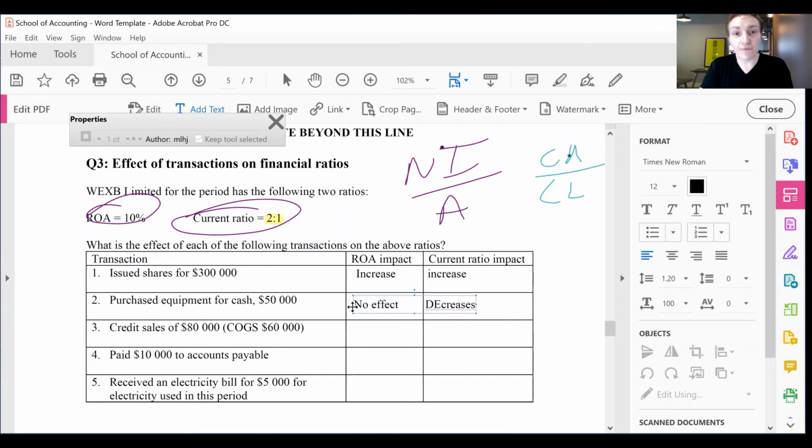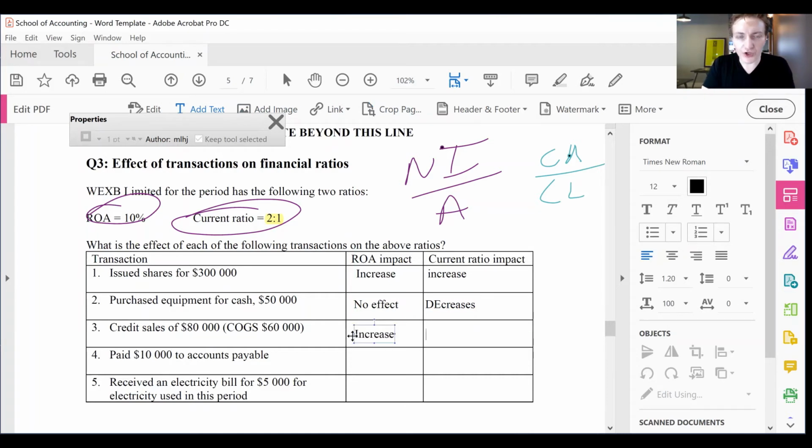The next one is the firm makes credit sales of 80K on COGS of 60K. So if the firm makes these sales, its profit on these sales is $20,000. So the income portion of ROA will have increased. Furthermore, if the firm makes these sales, inventory has decreased. So assets have gone down. As a result, we know that ROA is going to go up.